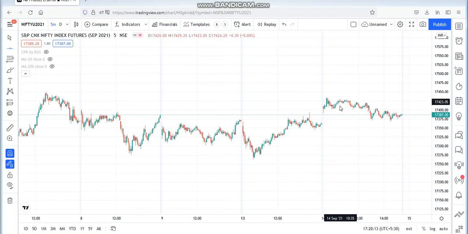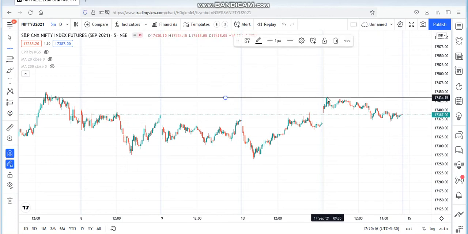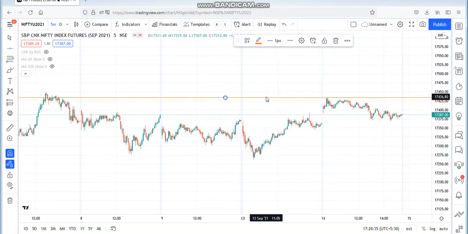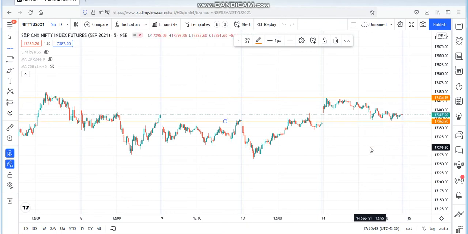First one is previous day high and previous day low. This is the previous day high. Actually, for each and every level we have to change the color of the line. Here I am giving dark yellow, and the previous day low also I am marking. So this is the previous day high and this is the previous day low. This is PDH and PDL.